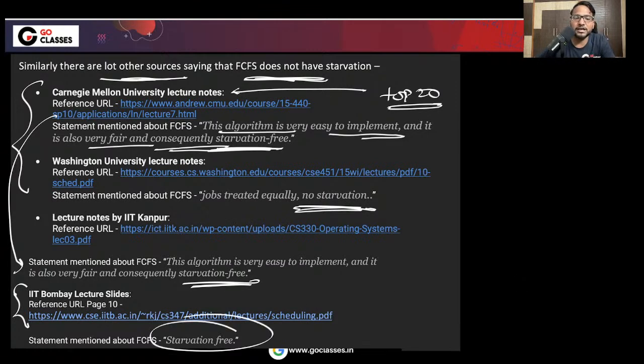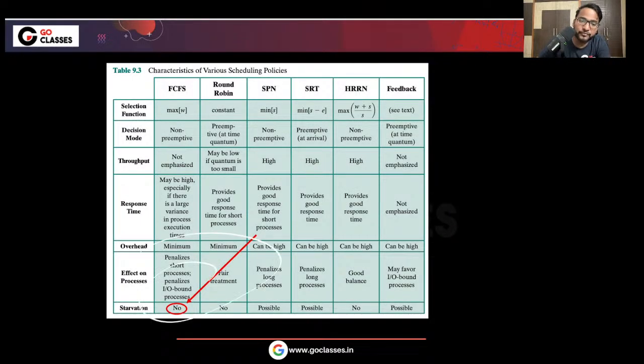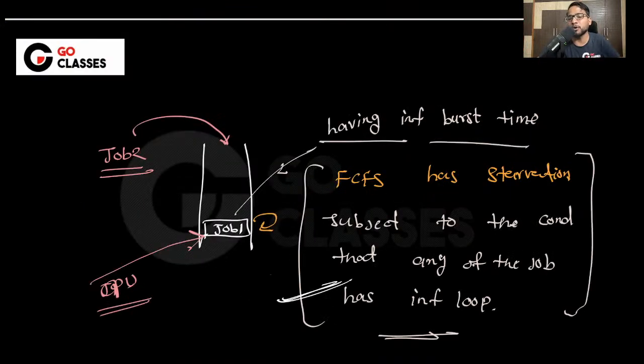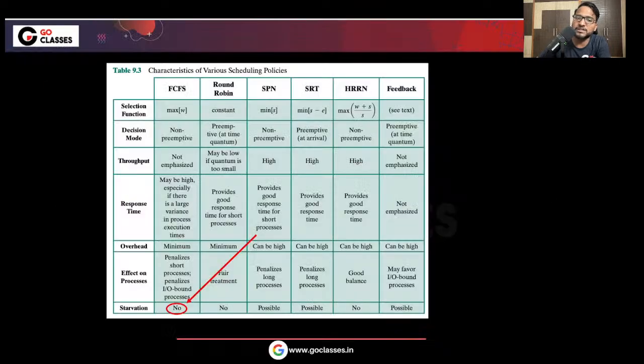Let me know if that is clear to everyone, that so many resources are saying it is starvation free. William Stallings itself, a very popular, widely used standard book, is also saying this is starvation free. So what do you think? See, the argument which I just gave to you seems logically very correct. Still, there are many universities, including the standard books, saying that it is starvation free.